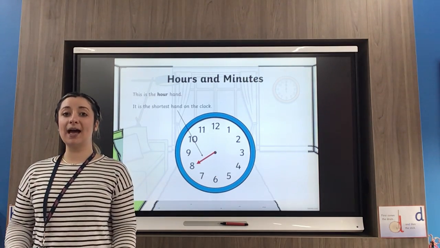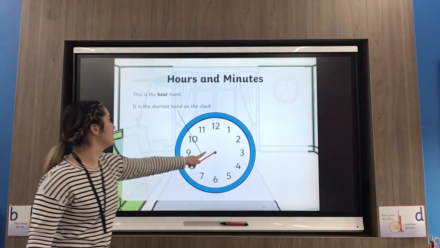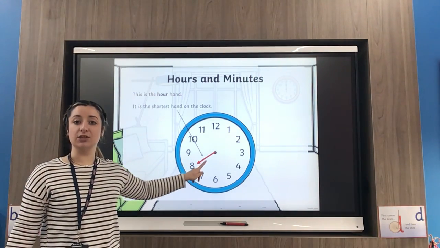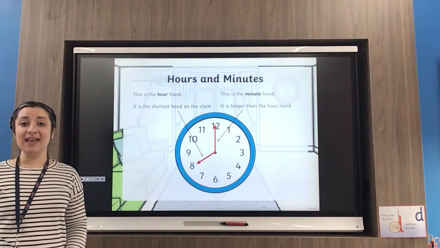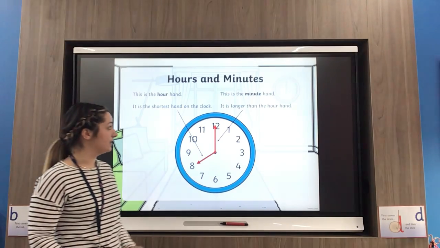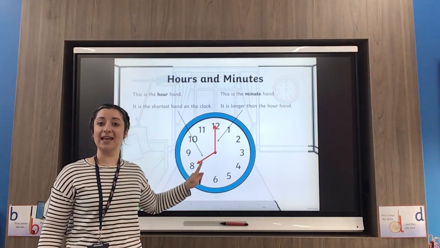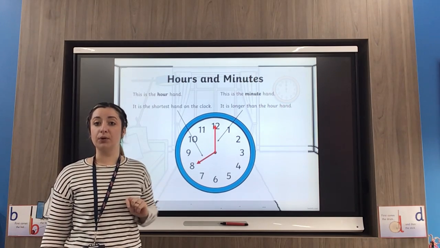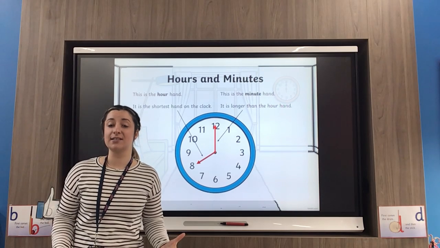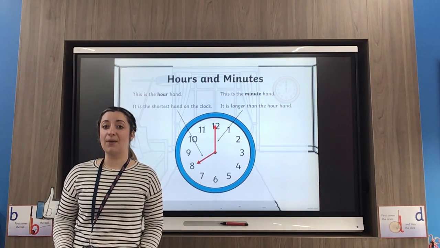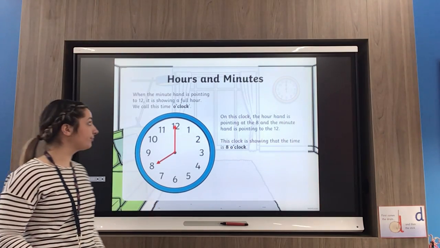Now there are two hands for a clock. You have got the hour hand. This is the shortest hand on the clock, so we know that the hour hand is the shorter hand. And then we have the minute hand. The minute hand is the longer hand. When we say hands, these are the arrows that are pointing to the time, and we call them clock hands. So the shorter hand is the hour hand and the longer hand is the minute hand.